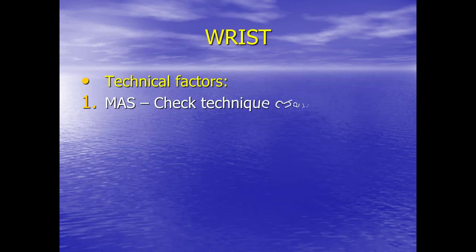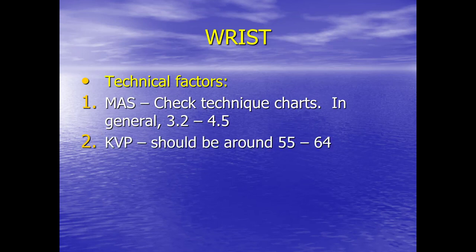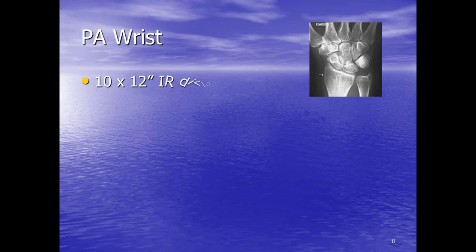Technical factors for the wrist, basically around 55 to 60 kVp. Digital, you're going to use 55. If you're using CR, you'll probably be about 60 kVp at about 2.5 or 5 mAs, depending on the size of the wrist. Make sure there's no motion.